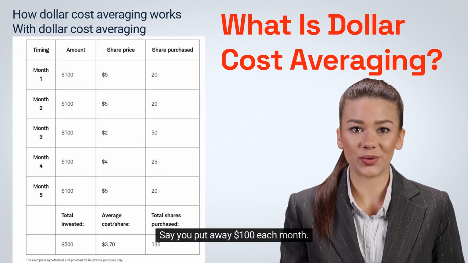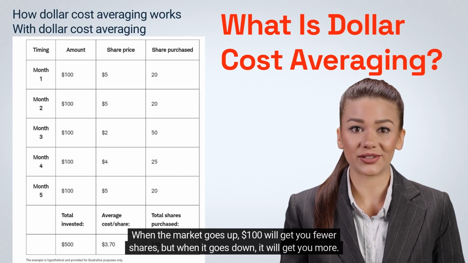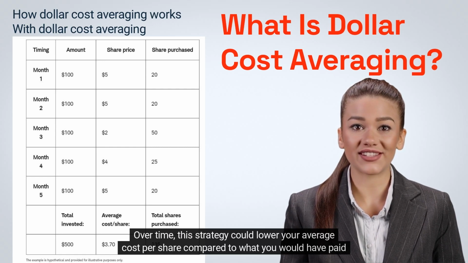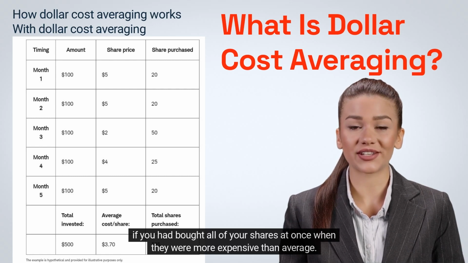Say you put away $100 each month. When the market goes up, $100 will get you fewer shares, but when it goes down, it will get you more. Over time, this strategy could lower your average cost per share compared to what you would have paid if you had bought all of your shares at once when they were more expensive than average.